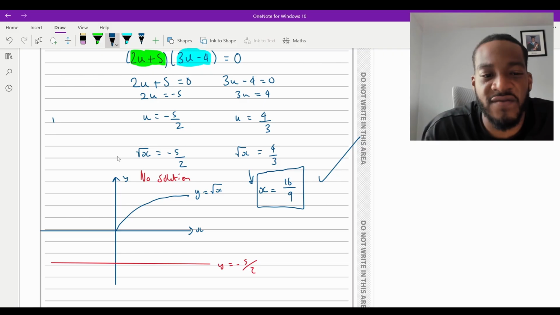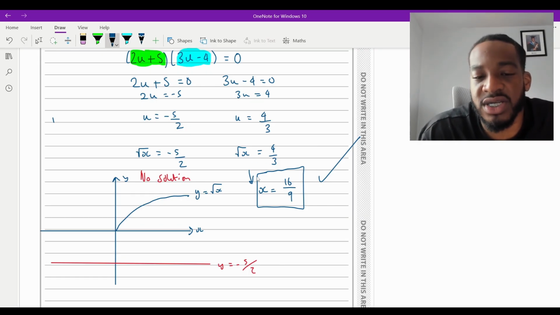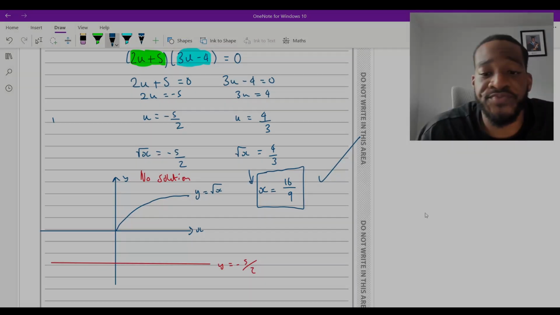And just always be careful whenever you see this again. Just remember to sketch the graph, or you don't have to sketch it. If you don't remember it, you can just visualize it. Anything underneath, which will be a negative value, won't work. So your answer is going to be 16 over 9. And that's it for question 2.